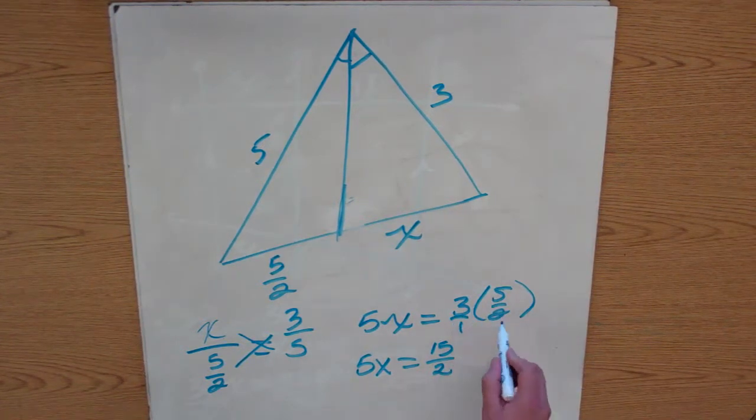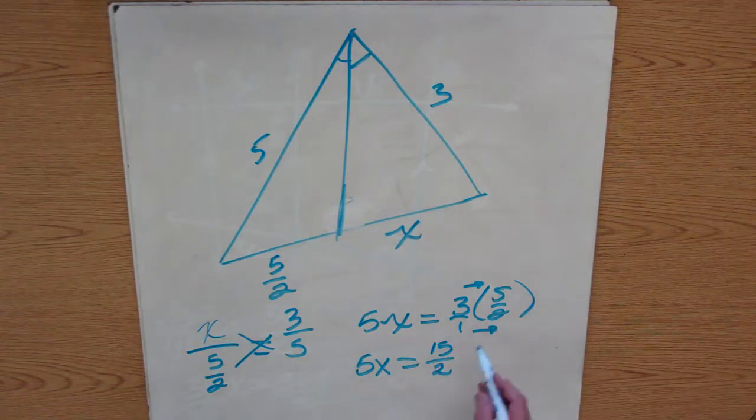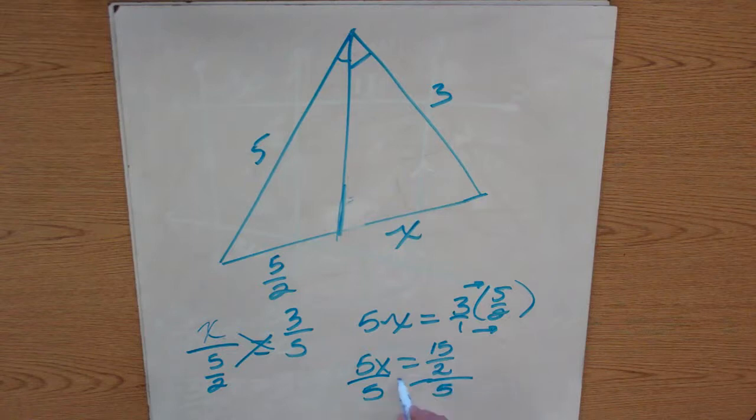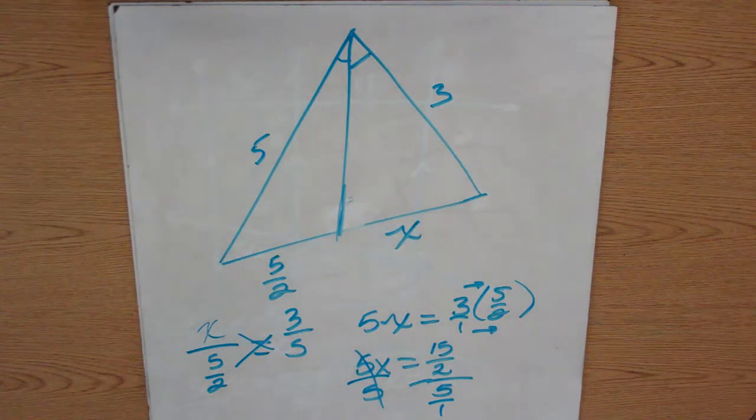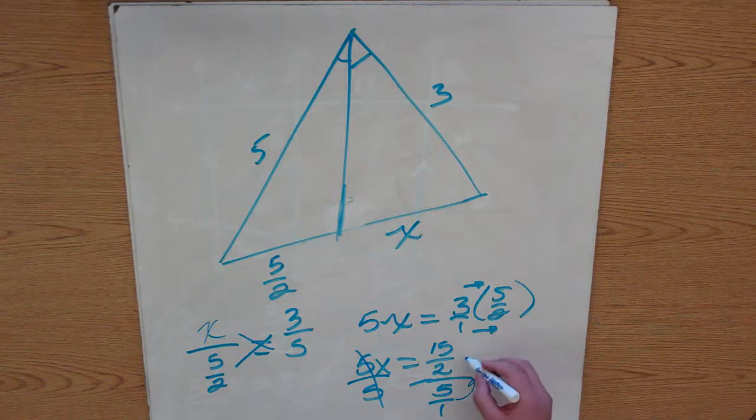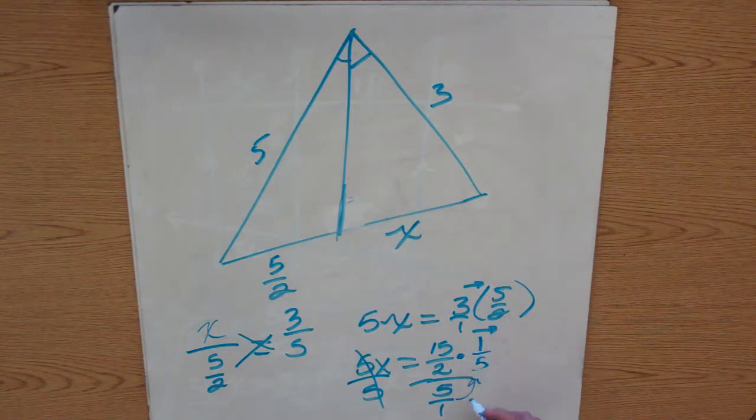Because remember, this is 3 over 1, and when you multiply, you just multiply straight across. So 3 times 5 is 15, 1 times 2 is 2. Divide both sides by 5. Now remember, when you have a fraction divided by a fraction, because I can make 5 into a fraction of 5 over 1, what you can do is take the reciprocal and multiply it by the numerator. So the reciprocal of 5 over 1 is 1 over 5.